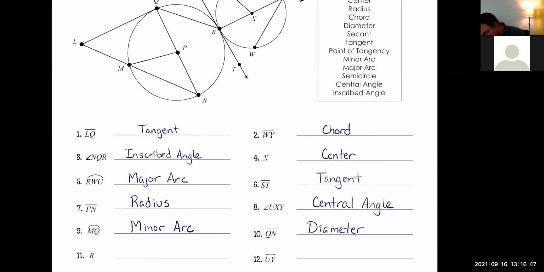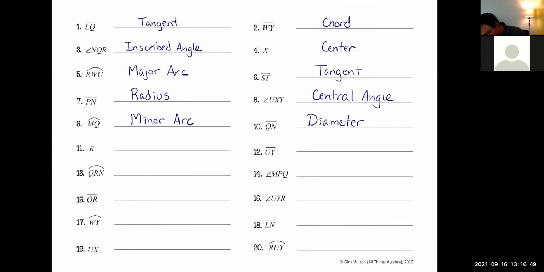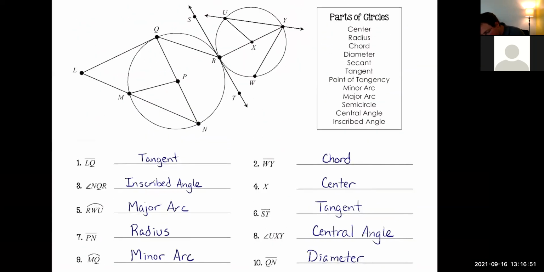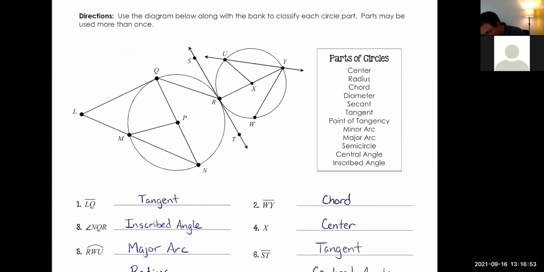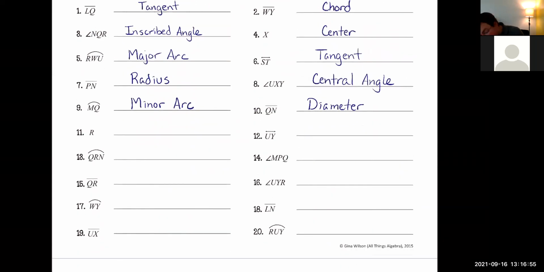Now I'm gonna have to go back and forth here a little bit. So next up, we have point R. Would that be the point of tangency? That would be a point of tangency, and it's very special, in fact, because it's not only a point of tangency of the tangent line, it's actually a point of tangency between the two circles themselves.